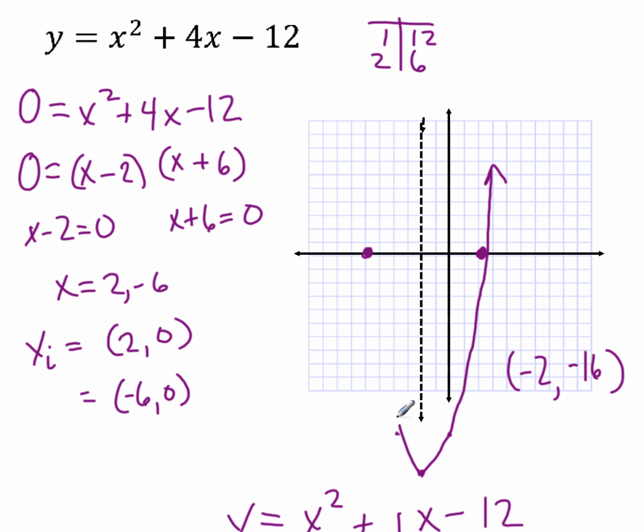The reason I know I have 0, -12 is because I did a quick mental math, plugging in 0 here, and I know that's going to give me -12. So my parabola looks terrible. I know you're going to do a much better parabola on your paper. So let's move on to the next slide.